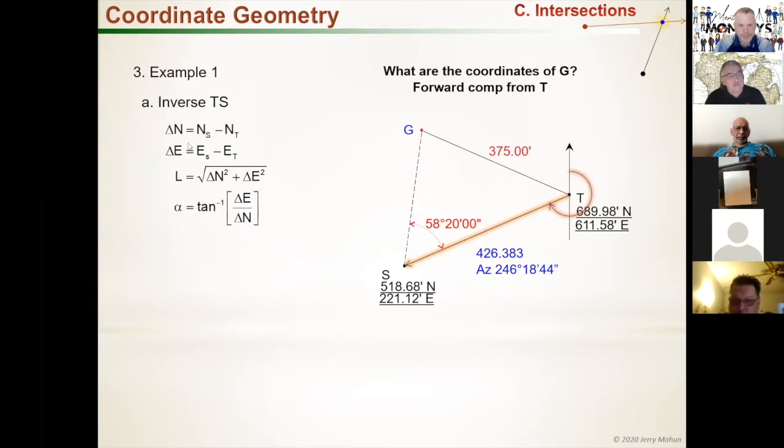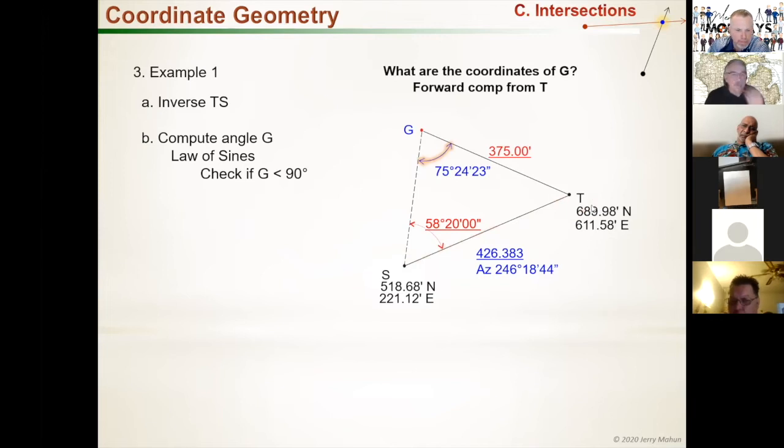So if I do my inverse calculation, and these are the equations I use for that, my differences in north and east, my length, and then my alpha using the tangent function, is the angle off the meridian, either clockwise or counterclockwise to the line. If it's clockwise, it's the northeast or the southwest quadrant. If it's counterclockwise, it's in the northwest or the southeast quadrant. And that tells you how to add it to 180 or to 360 to come up with the azimuth of that line. Again, that's some of the background information with inversing. But from that, we can establish the length and the direction of the line from T to S.